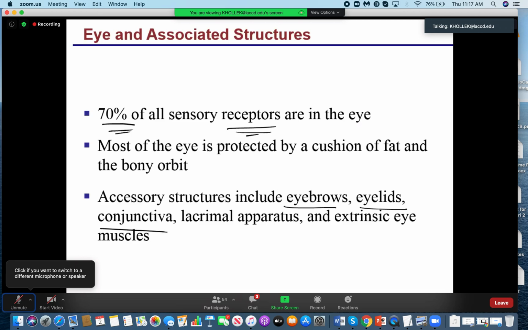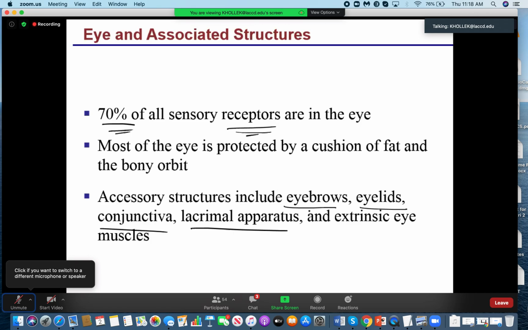Conjunctiva is a connective tissue layer that prevents microbes from entering and causing problems. The lacrimal apparatus produces tears, which constantly wash and moisten your eyes so there won't be any irritation. And if there is anything there, it can help to bring it out.